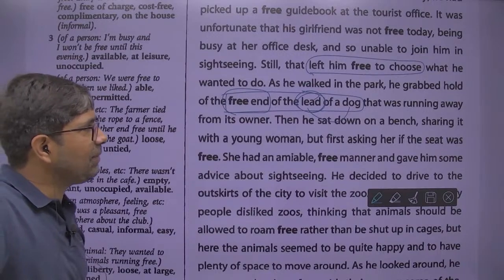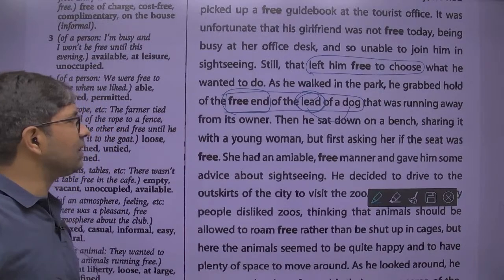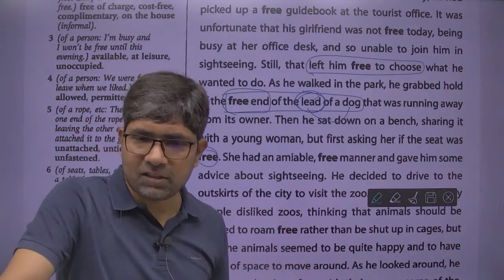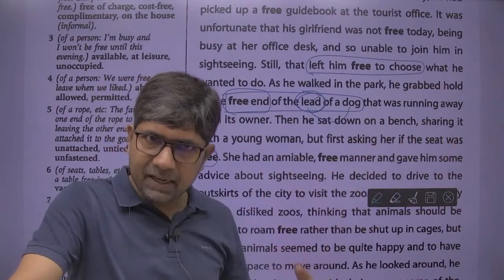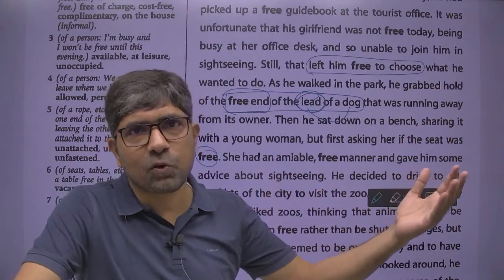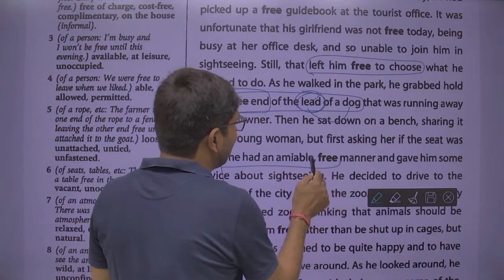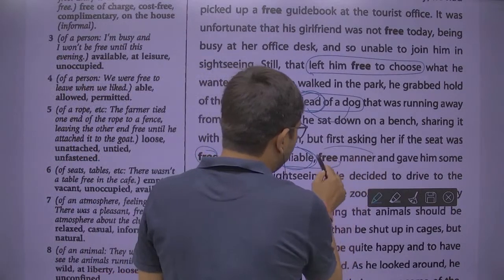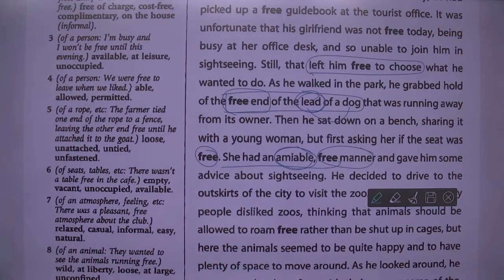Then he sat down on a bench, sharing it with a young woman, but first asking her if the seat was free. It means whether the seat was taken or not. If somebody is coming and somebody has gone and is coming back, so whether the seat is taken or not. She had an amiable, meaning friendly, and free manner. What does it mean? If somebody has a free manner, it means the person has a relaxed manner.